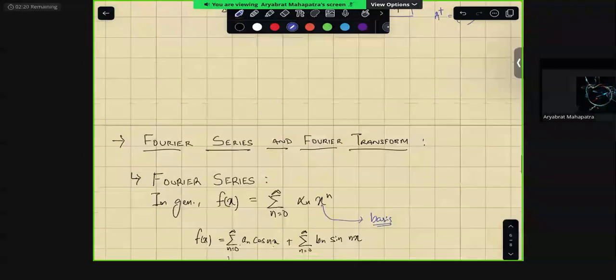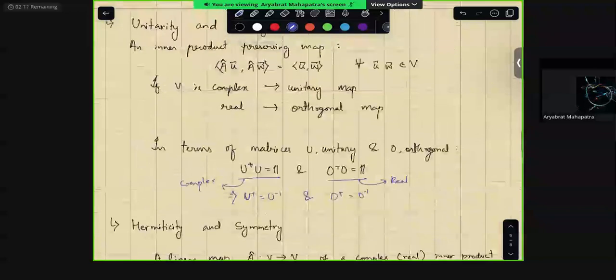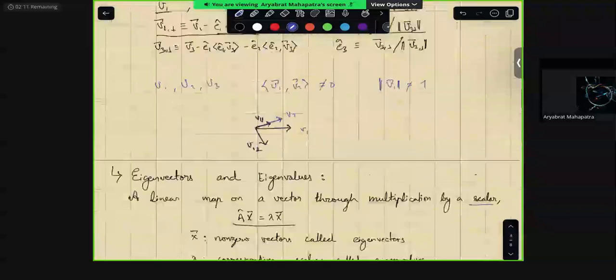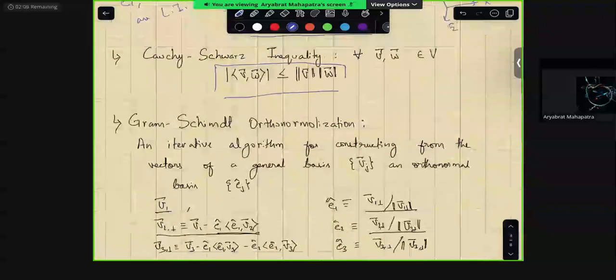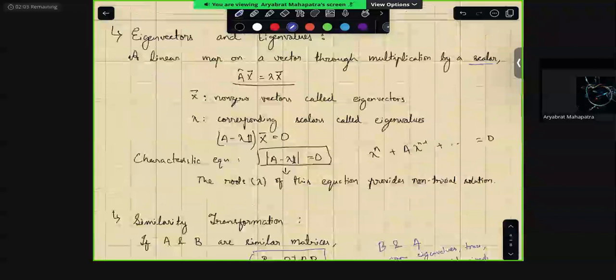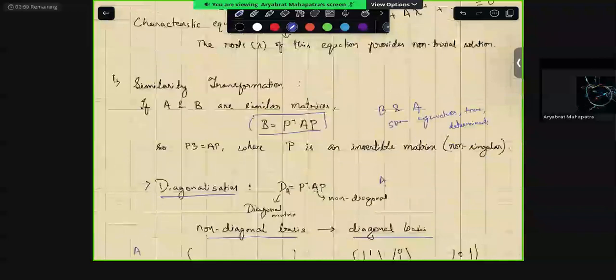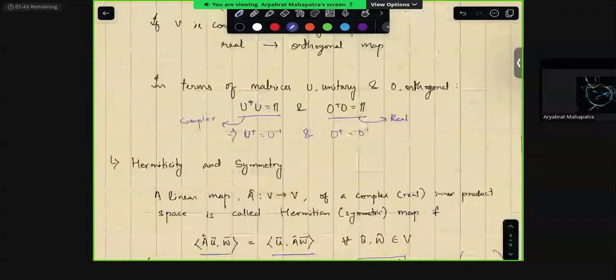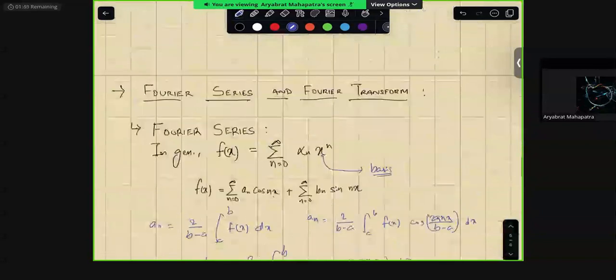So all these things we have seen in our discussion of vector spaces. We have covered a lot of examples and problems, and those problems would be very useful if you are trying to get a deeper intuition of what vector spaces are and how they work. So that was our discussion on vector spaces, and then we moved on to Fourier series and Fourier transform.